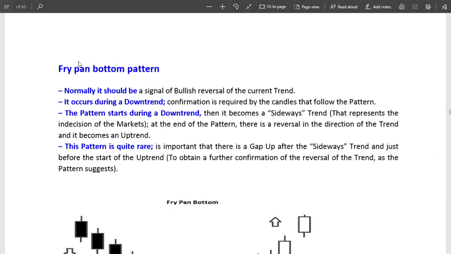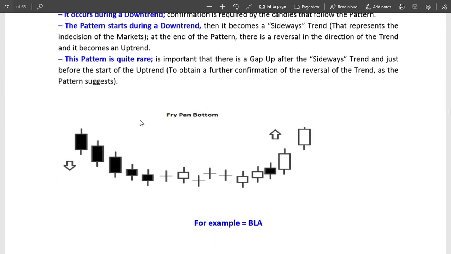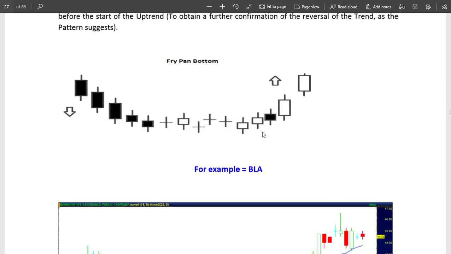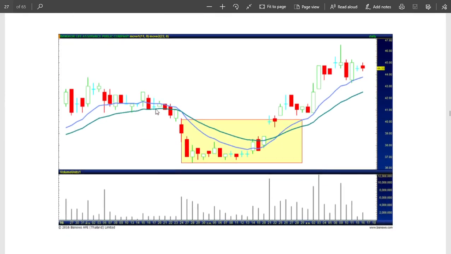Another one we have is the fry pan bottom pattern. It is normally a sign of a bullish reversal. So here we have price going down. All of a sudden price started consolidating and then started going up. This is the opposite of the dumpling top I just talked about. Price was going down, there was consolidation, and price started going higher.